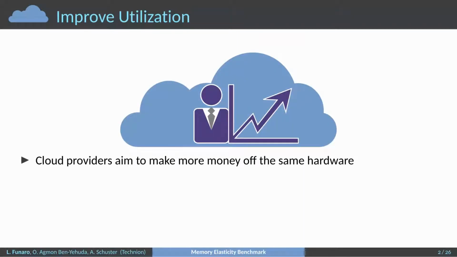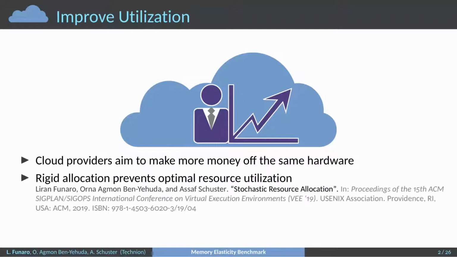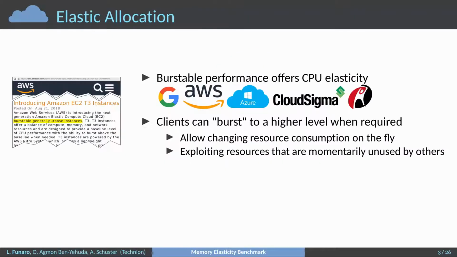Any business aims to maximize its profits, and cloud providers are no different. Improving the resource utilization is one way for cloud providers to improve their profits. In a previous paper we showed that offering resource elasticity instead of rigid allocations achieves exactly this goal. For example, cloud providers offer a dynamic bundle called burstable performance. In this bundle they offer a basic level of CPU performance but allow clients to burst to a higher level when required by using resources that are unused by other clients at the moment.